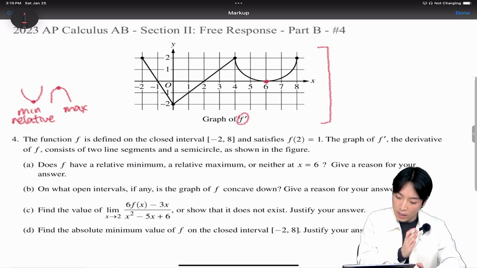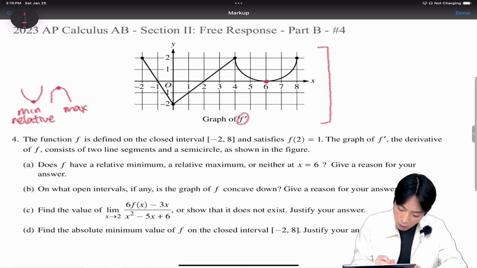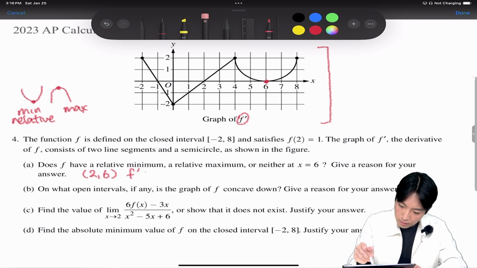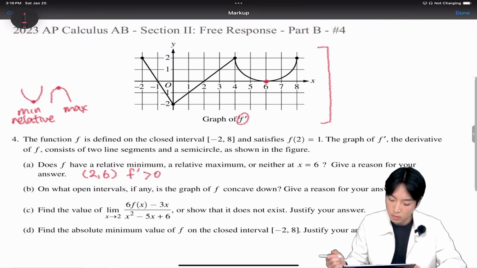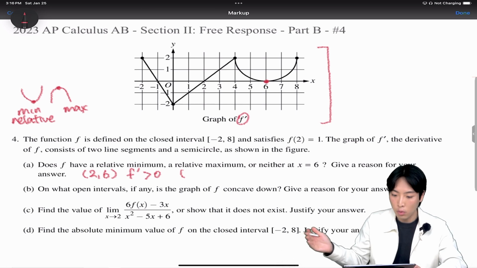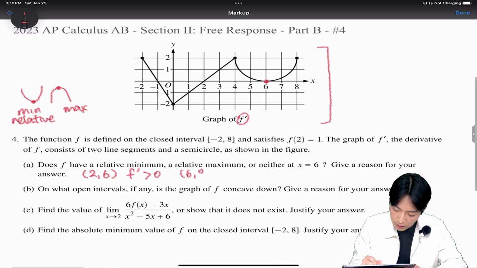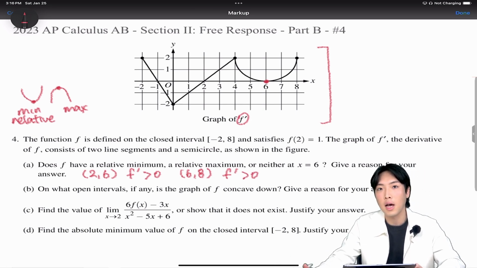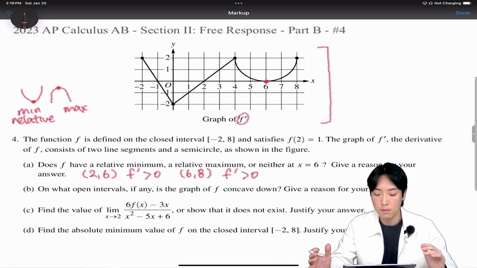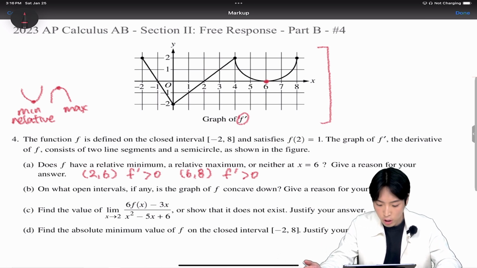And looking at the left side of this point, from our open interval between 2 and 6, we can see that our f prime is bigger than 0. And on the right side of this point, where x is 6, between the interval 6 and 8, our f prime is also positive. So we can see that between the left side and the right side of 6, the sign of f prime does not change. So we conclude that this point is neither a relative minimum nor a relative maximum.